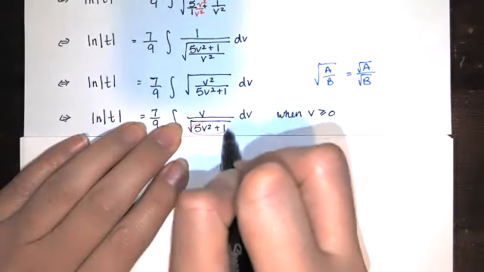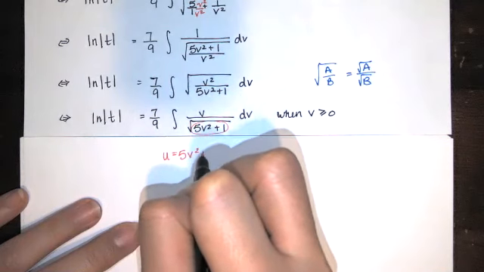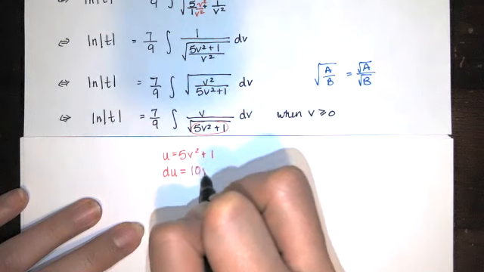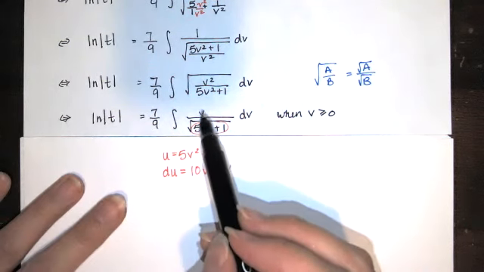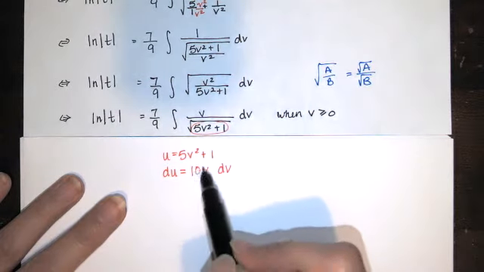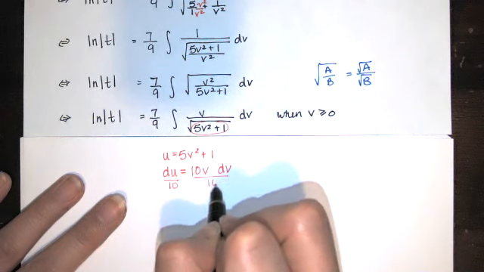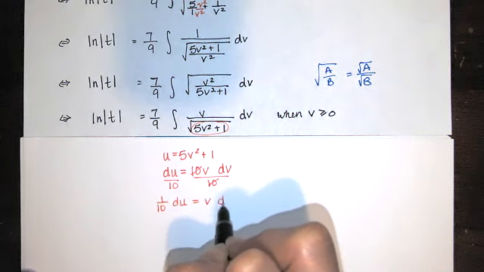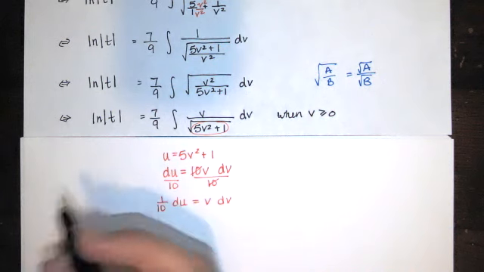If I let u be the expression under the radical, then du is 10 times v dv. We don't have a 10 v dv, but we do have a v dv, so we can get rid of this 10 to solve for that v dv. Turns out that v dv is 1/10 of du. And then we can write the integral entirely in terms of u.